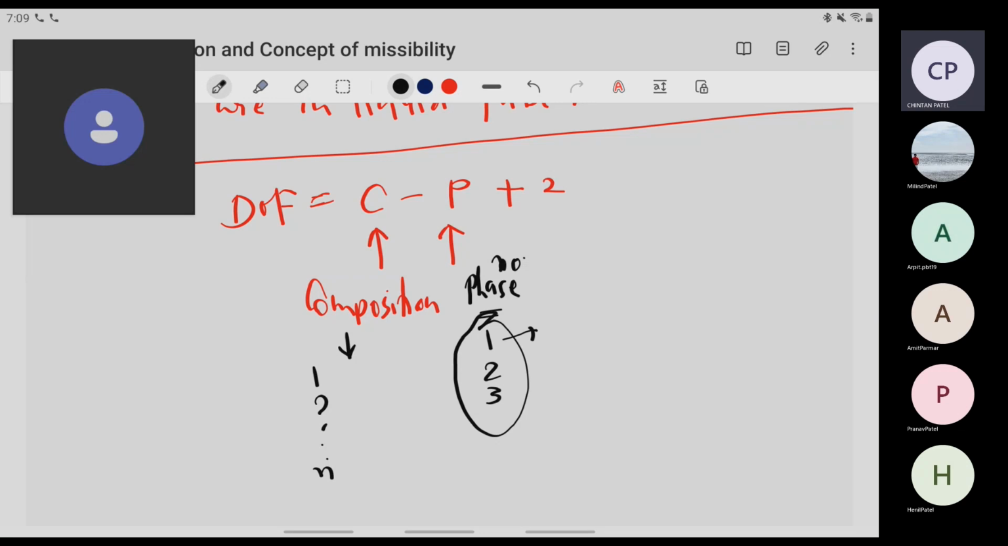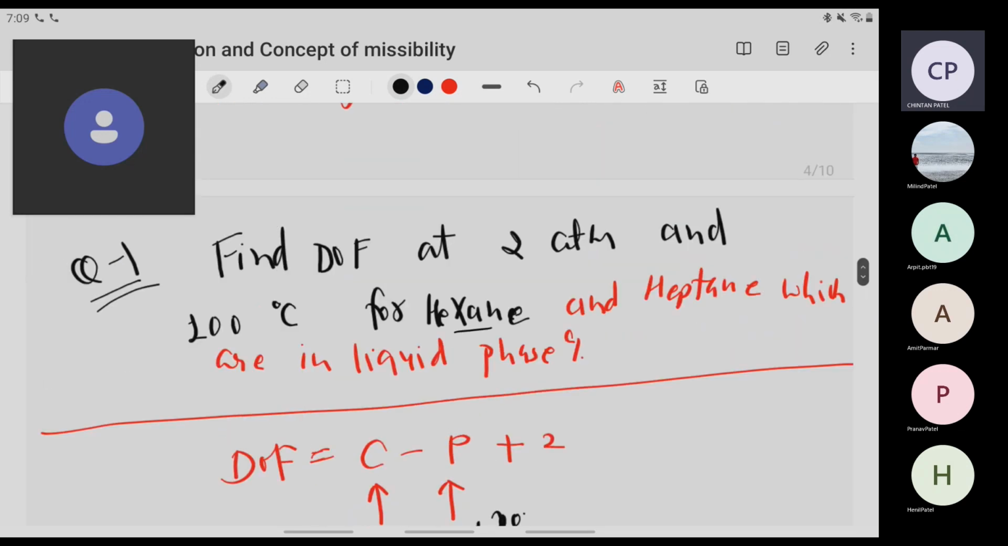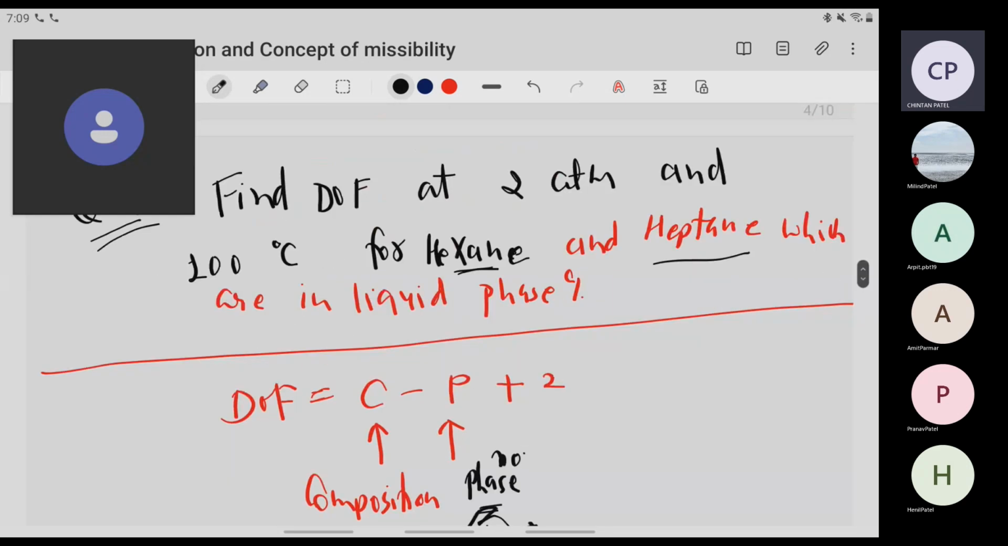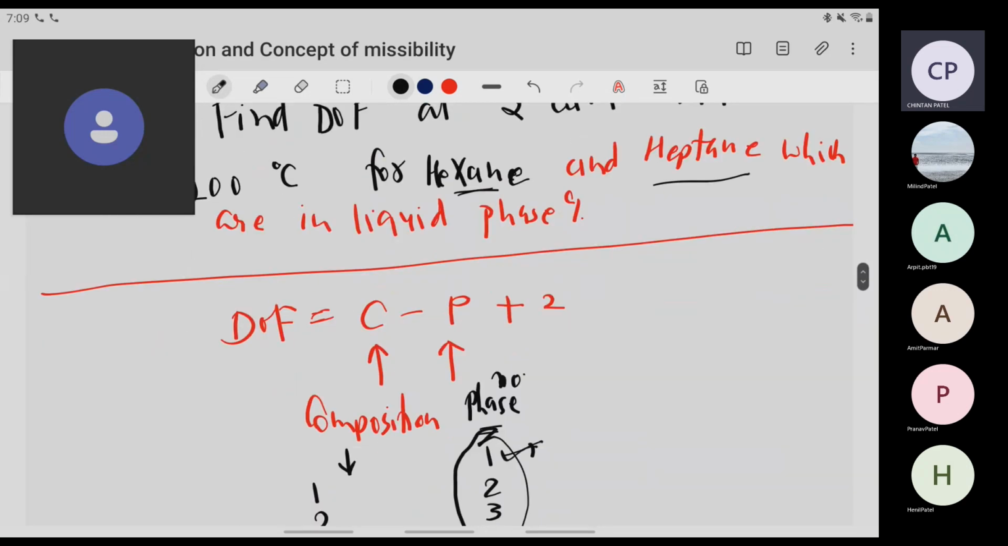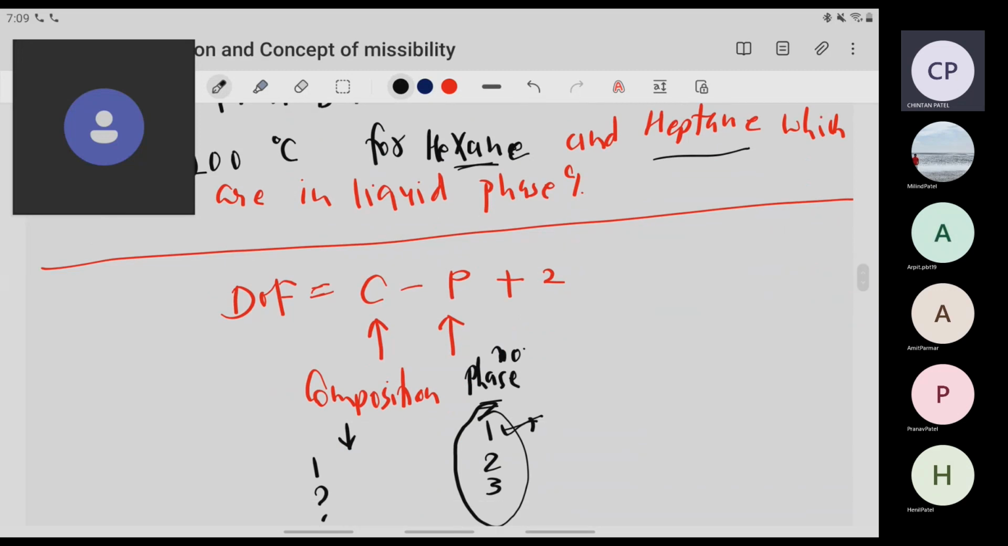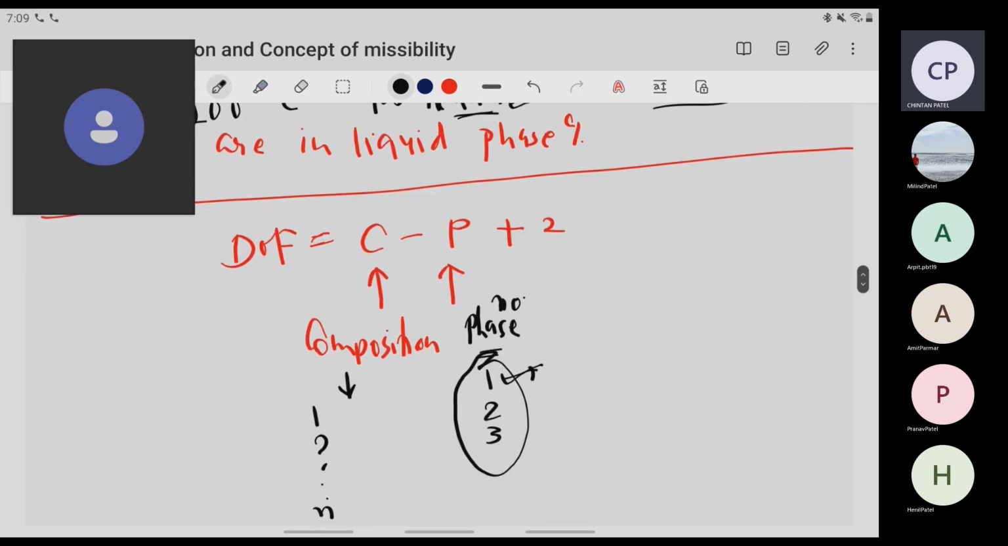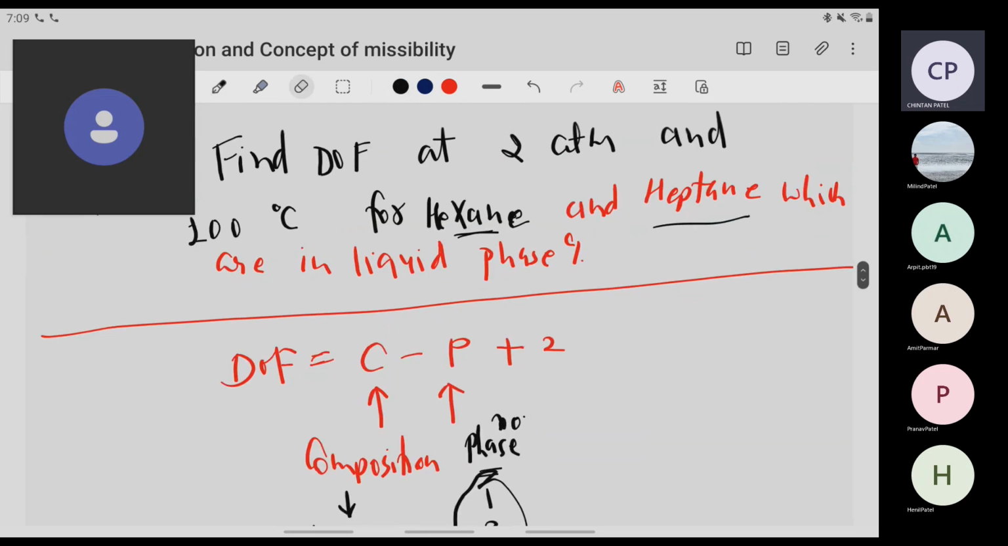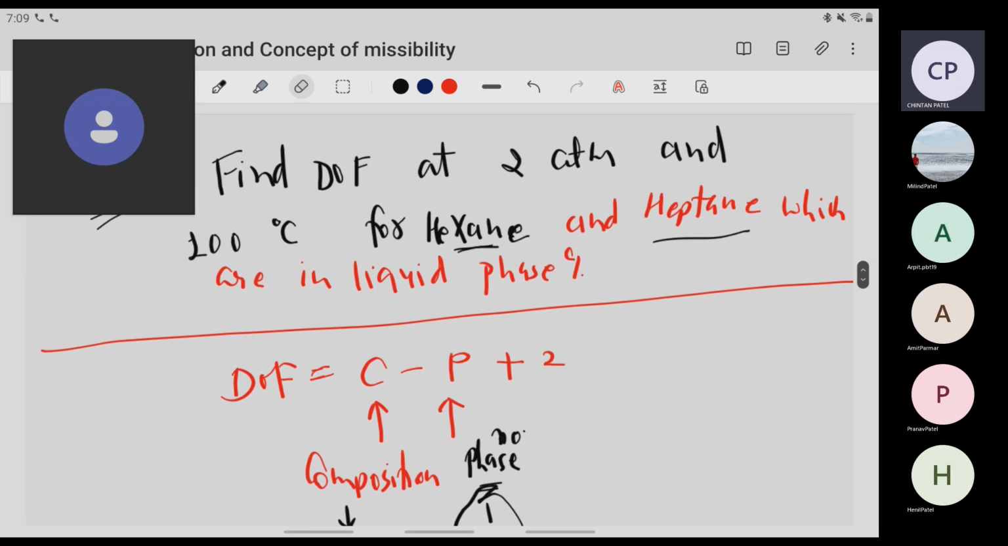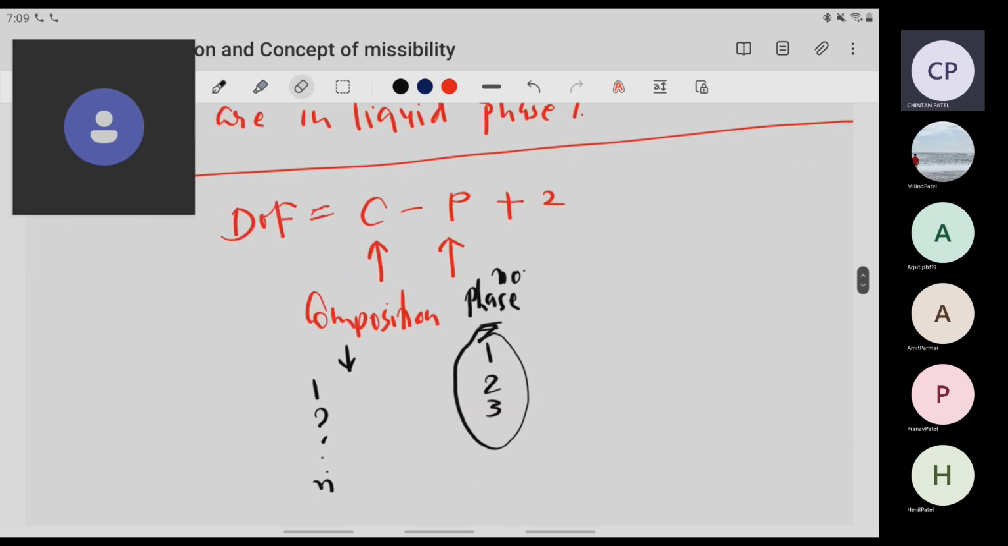Like if two phases, let's suppose hexane is in one liquid, like hexane and heptane. Among these two, let's suppose hexane in liquid phase 1 and heptane in liquid phase 2, then we consider the P value as 1 only, not 2. But I will give you confirmation on this. Generally we consider it like this, and in this question you do not require to think about that because I already told you hexane and heptane both are in the same liquid phase only.